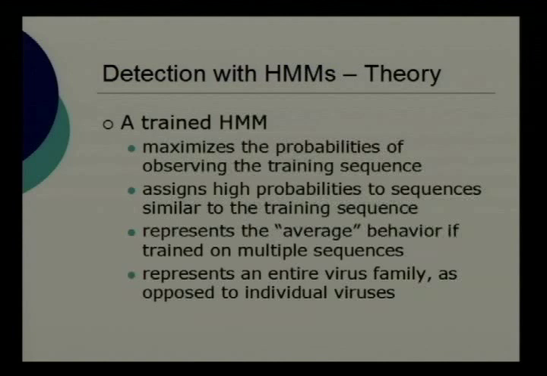The good thing about a hidden Markov model is that a trained model would maximize the probability of seeing the training sequence, and it would also assign high probabilities to sequences similar to the training sequence. A model would represent the average behavior of multiple sequences, meaning that we don't need many models to represent one family. We just need one model to represent a whole family, and we can later determine whether any given program is similar to that family.